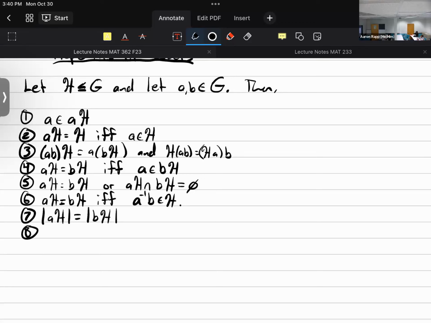Eighth one. The left coset containing A is going to be equal to the right coset containing A if and only if I can take all elements from H, multiply on the left by A and on the right by A's inverse, which gives H back.